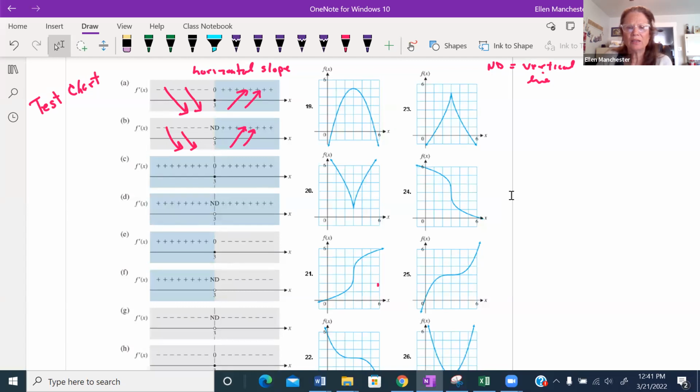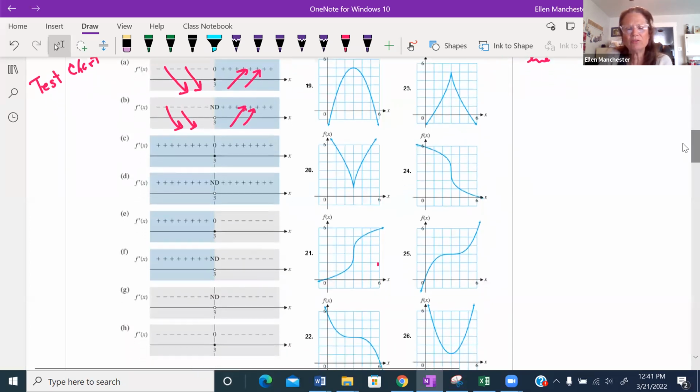So look for a decreasing slope, then a slope that goes to 0, and then an increasing slope. Okay, so if I look at 19, that's increasing, so I know that that's out. I look at 23, that's also increasing, so I know that's out. 24, I do have a decreasing slope, but when I come here, it becomes vertical again. So that's going to be your undefined. So 24 is not one.